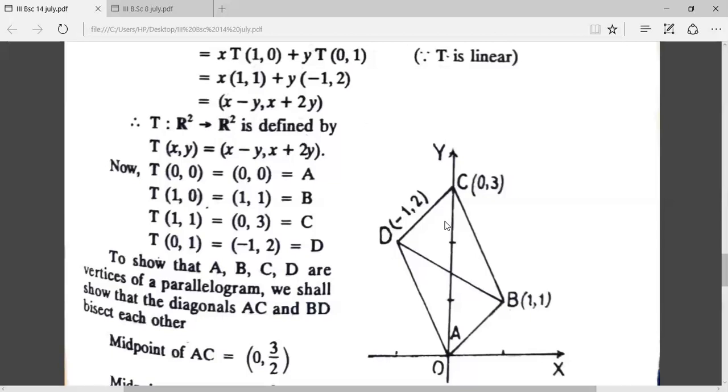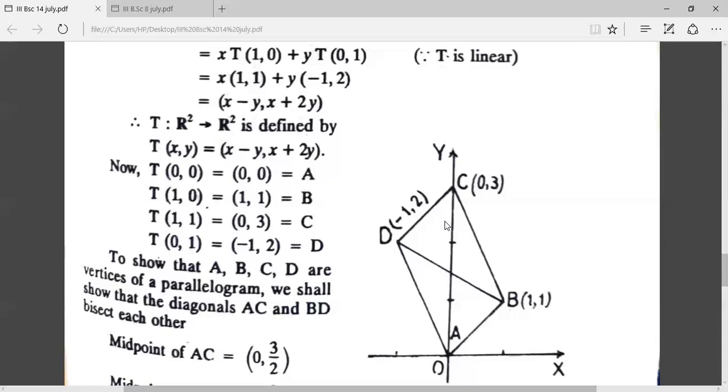So we should give an analytical approach or analytical proof to show that it is a parallelogram. In your high school classes, you have studied how to prove something is a parallelogram. The easy way of proving it is that the diagonals bisect each other. You have two diagonals here. AC is one diagonal and DB or BD is another diagonal. What we have to prove is that these two diagonals bisect each other.